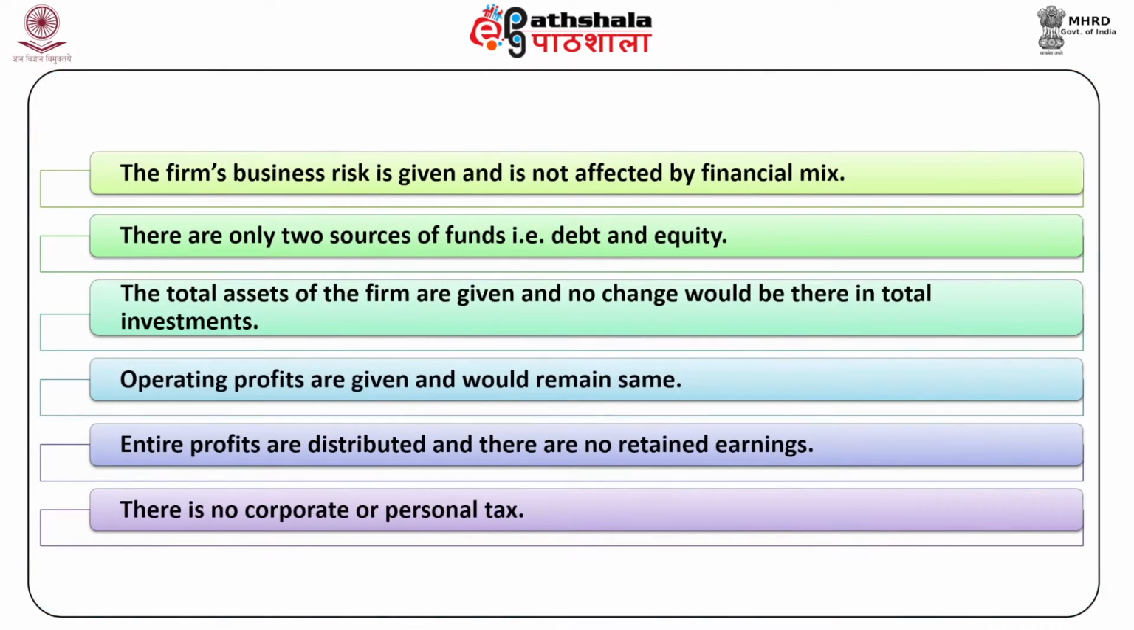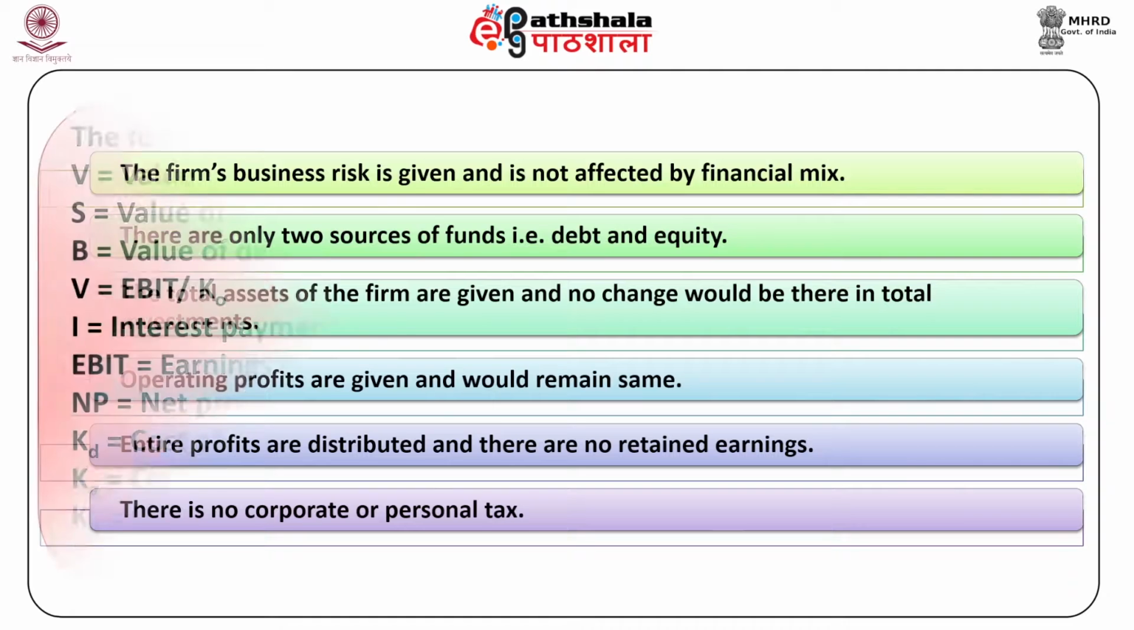These theories are based on the following assumptions. Number one, the firm's business risk is given and is not affected by financial mix. Number two, there are only two sources of funds, that is debt and equity. Number three, the total assets of the firm are given and no change would be there in total investments. Number four, operating profits are given and would remain same. Number five, entire profits are distributed and there are no retained earnings. Number six, there is no corporate or personal tax.